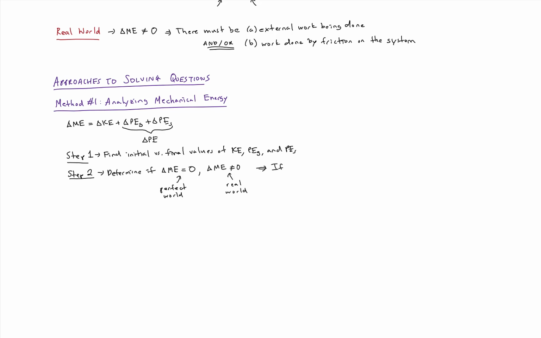From here, if delta ME is equal to 0, you can usually rearrange and solve for your answer immediately, because it would just be delta KE equals negative delta PE. If delta ME is not equal to 0, we have to move on to step 3.